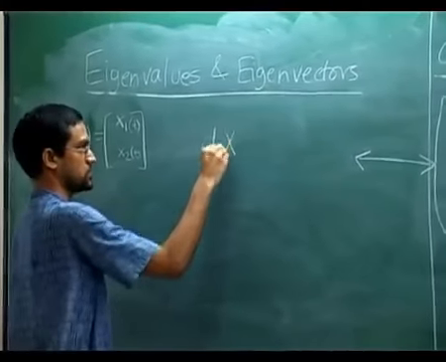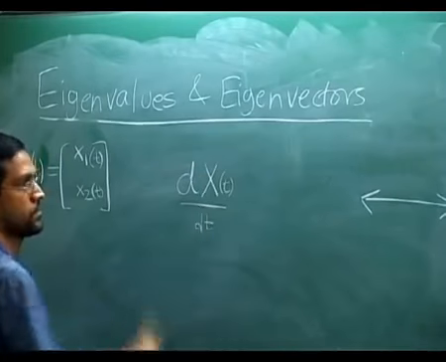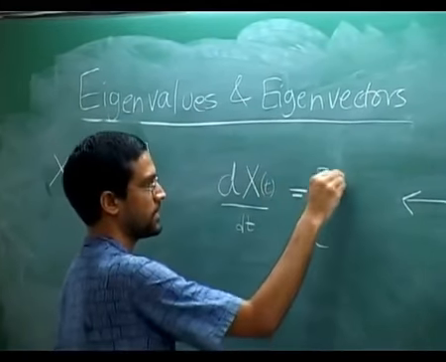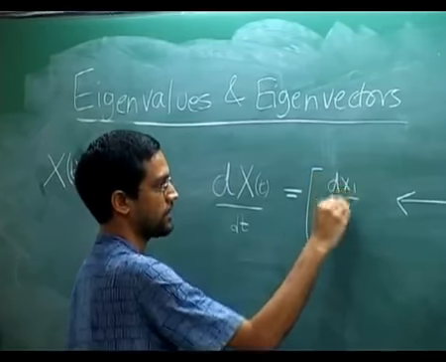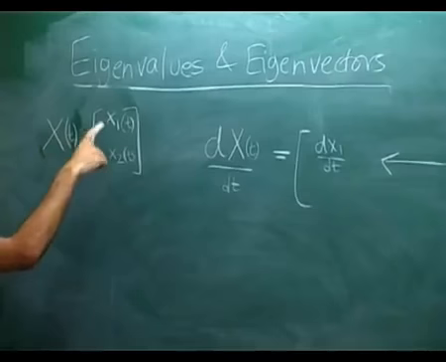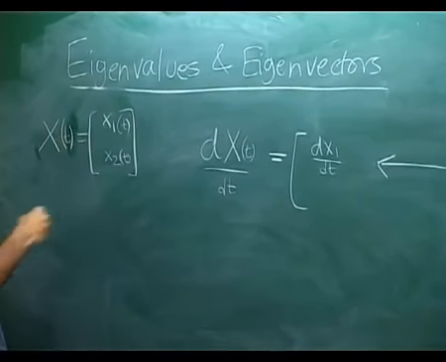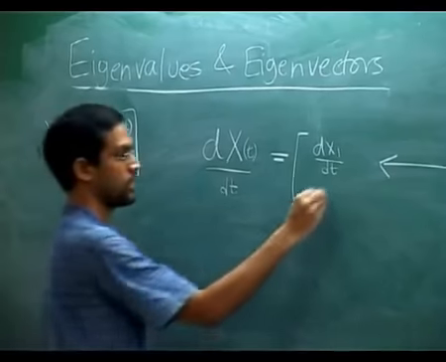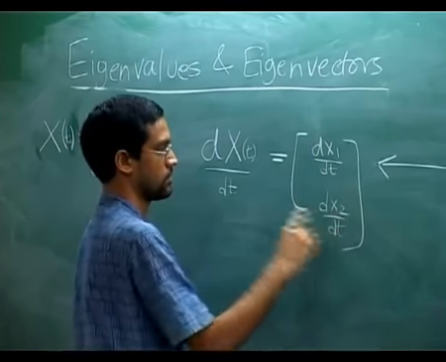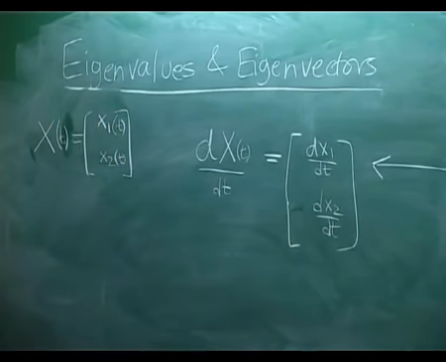d capital X of t by dt. What is d capital X of t by dt? That by definition is this. d dt of X means you do d dt on the first component, d dt on the second component. You do differentiation on both of them. So I do dx1 dt, dx2 dt. So that is my dX dt.